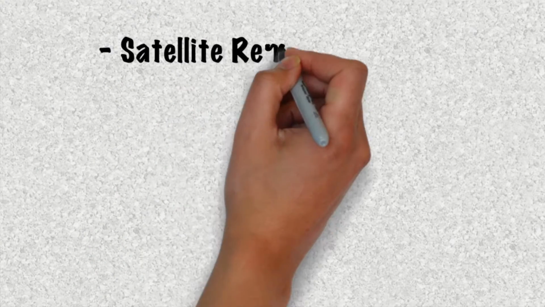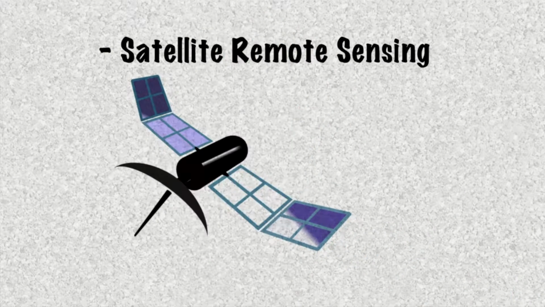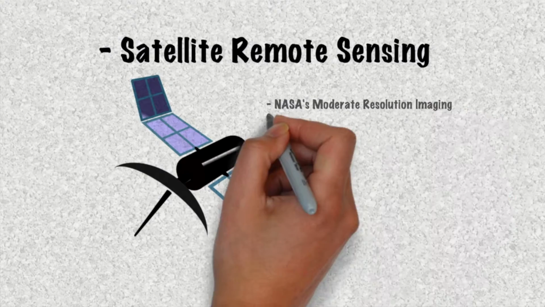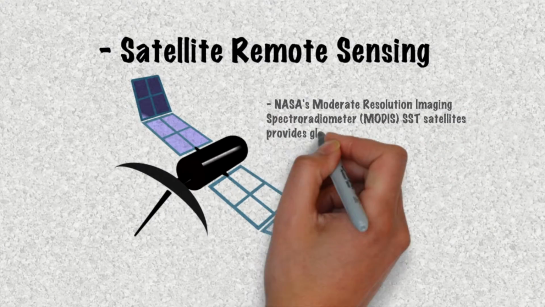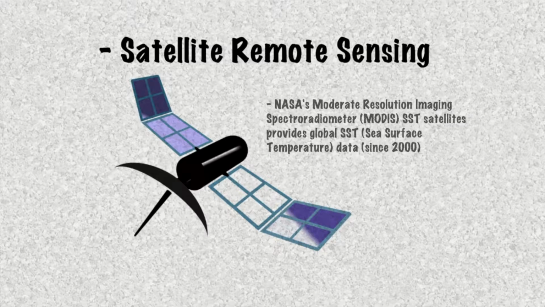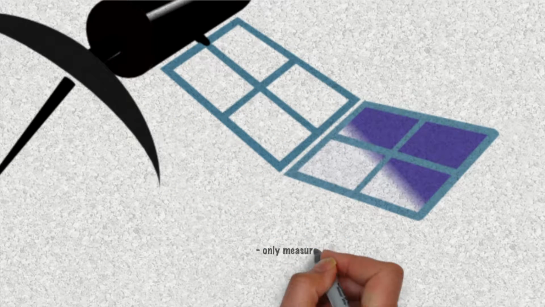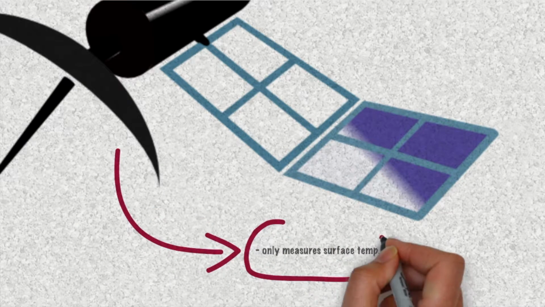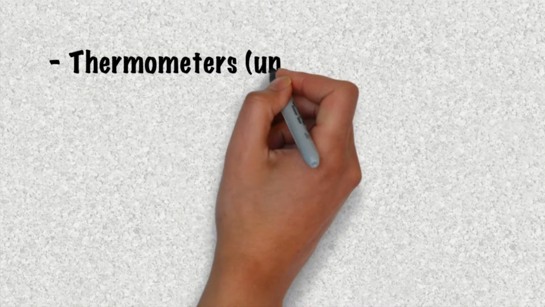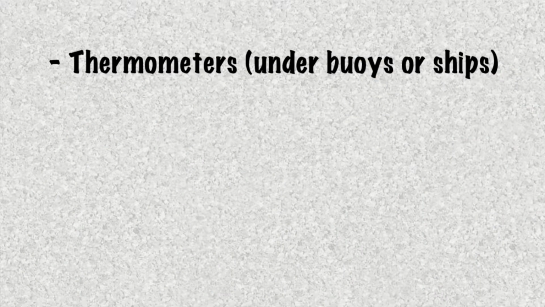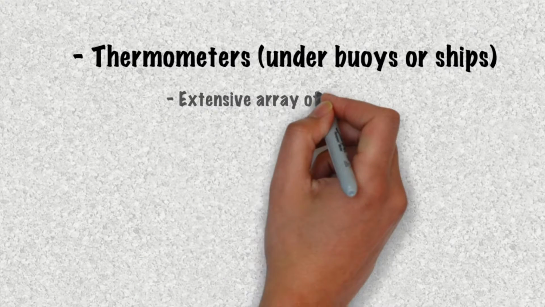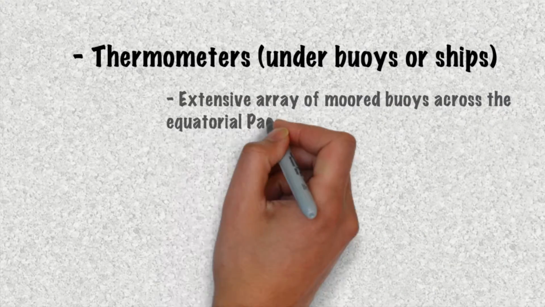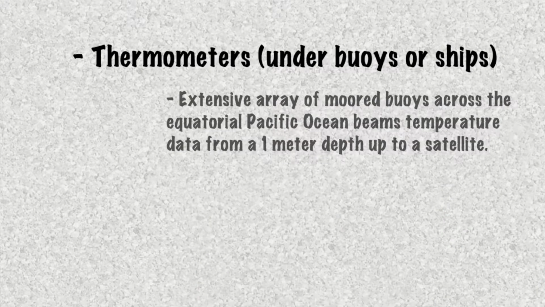Next is satellite imaging. So NASA has a satellite moderate resolution imaging spectroradiometer. SST satellites have provided the temperature of the surface. However, the downfall to satellite imaging is that it only detects the surface temperature. Another method is using buoys, which has been used since the 1990s. Thermometers are placed under 1 meter depth and the information beams up to the satellite.